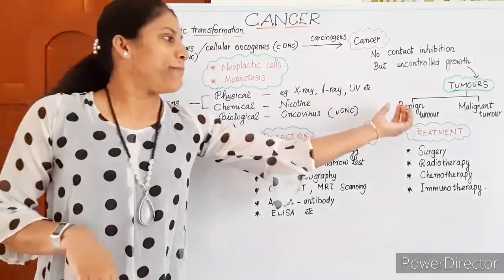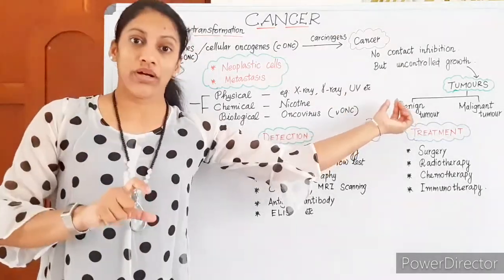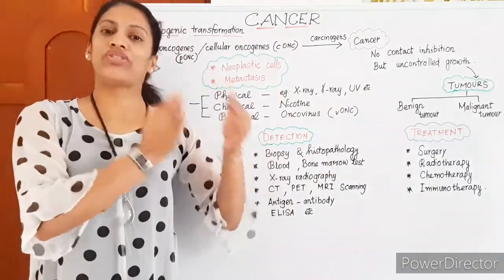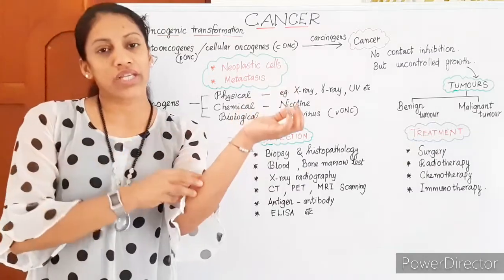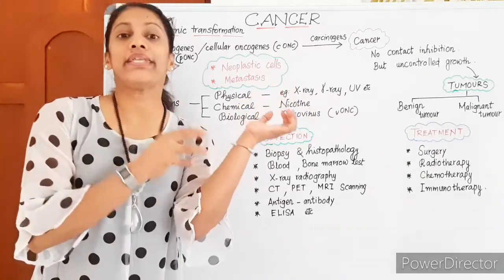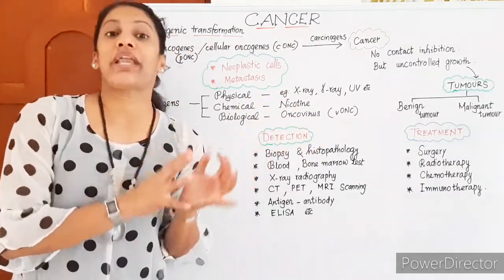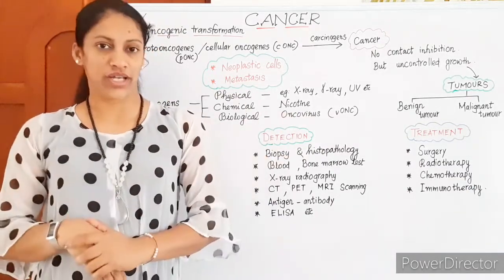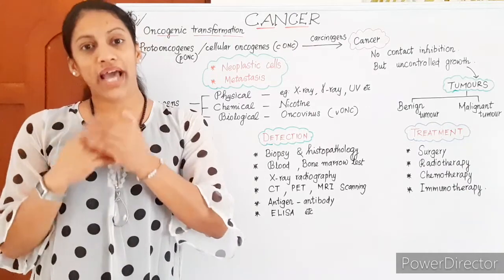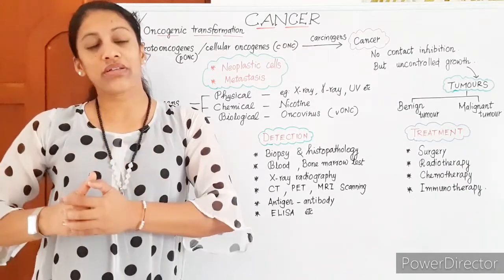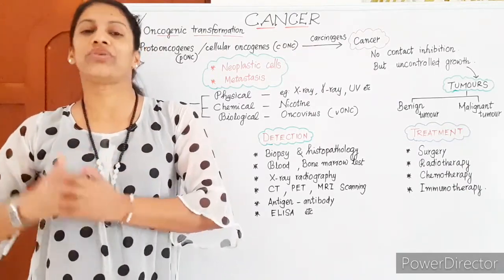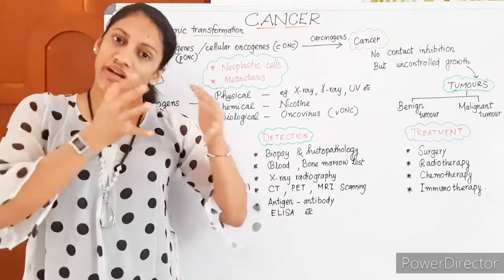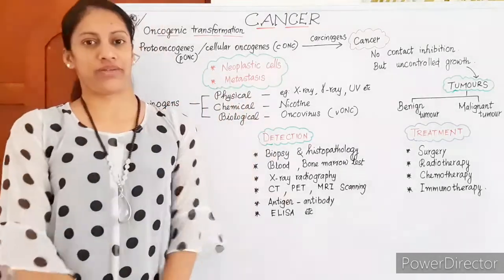So a benign tumor is a tumor which will remain confined to the original location. Where it is initially found, there only it is confined. That means it cannot spread to other areas, to other organs. So keep in mind, benign tumors are the tumors which do not spread to other organs or other areas. It will remain confined to the original location.